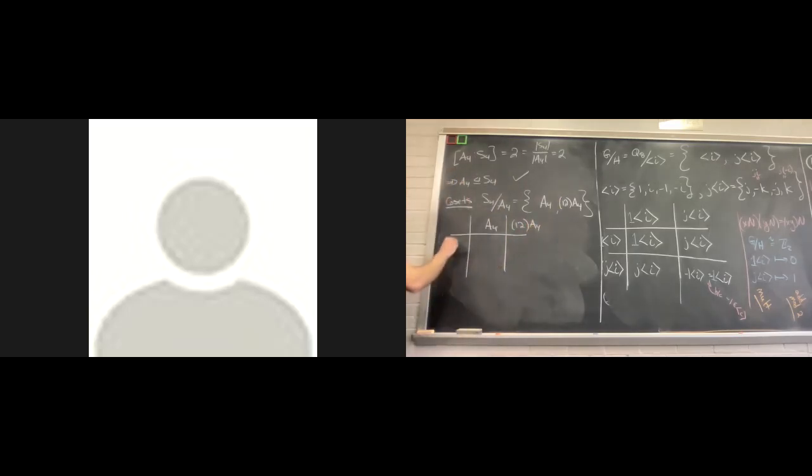Now we can make our Cayley table. We've got A4 and (1 2)A4 along the top and side. This first entry is just A4, this one is (1 2)A4, and here we have (1 2)A4. Remember, there's an understood identity right here, so I'll put it in orange.